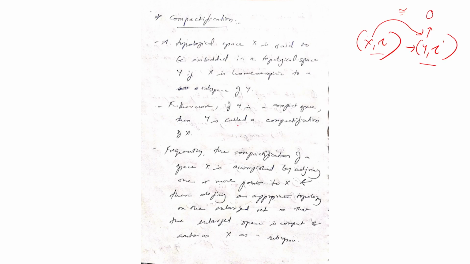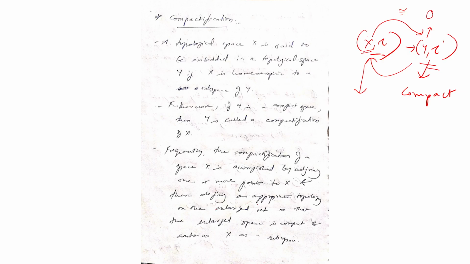Furthermore, if Y is a compact space, then Y is called a compactification of X. In such a situation, we say that X is embedded in Y, and if Y is compact, then we say that Y is a compactification of X. Frequently, the compactification of a space X is accomplished by adding one or more points to X. If you add one or two or more points in X and form a new space, in this way we form the compactification.